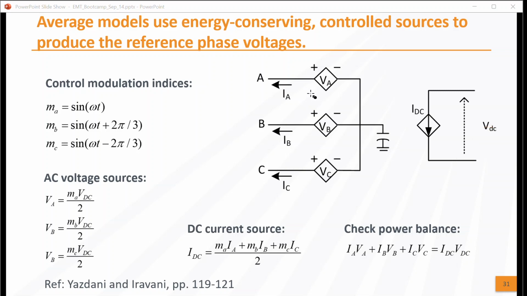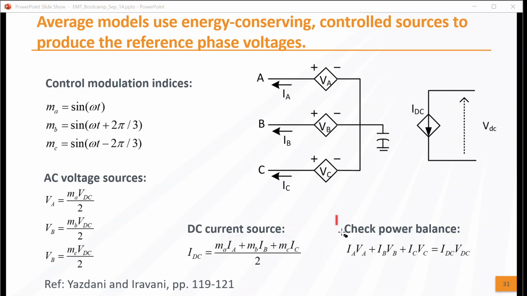Each phase has a controlled voltage source, the diamond shapes here, connected to phases A, B, and C, and they're going to inject currents IA, IB, and IC into the grid. To get the effect on the DC side, there's a controlled DC current source over here, and it is constructed this way: the modulation index times the AC current for the corresponding phase, all added up and divided by 2.